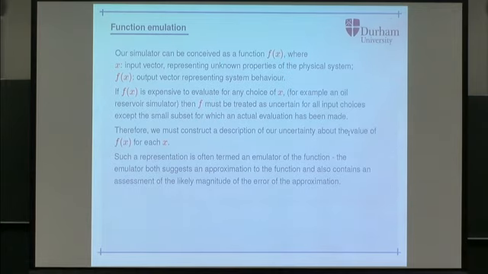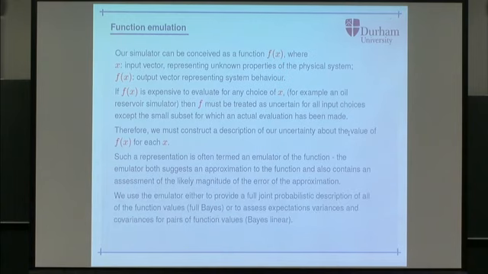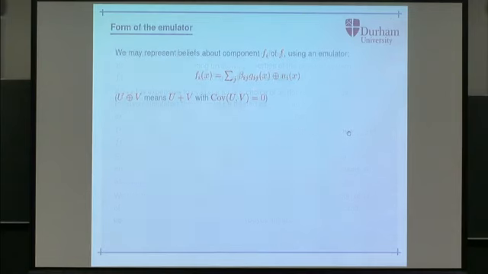We call that an emulator. It's effectively an approximation to the function plus an error of approximation. We either do a full probabilistic fit for full Bayes, or we just try and get means, variances and covariances, which is much easier if we're doing a Bayes linear fit. So what is the form of the emulator? There are many ways you can emulate. Here's a very common one that we usually use.